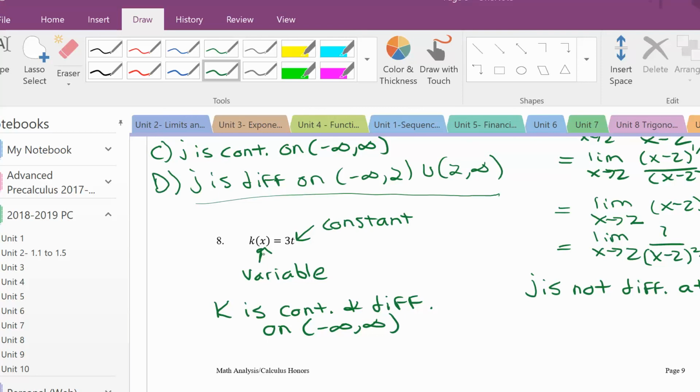And number 8, notice the variable is x, but then the variable there is t. So that means this is a constant, which means it's going to be continuous and differentiable on the whole thing.